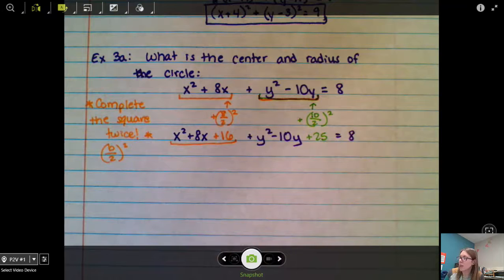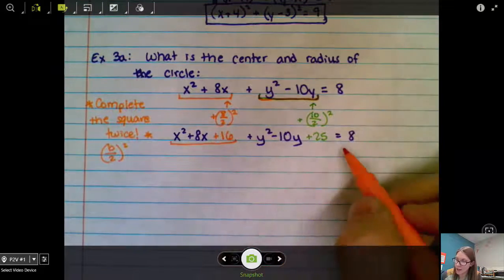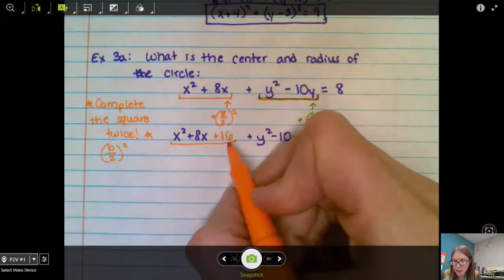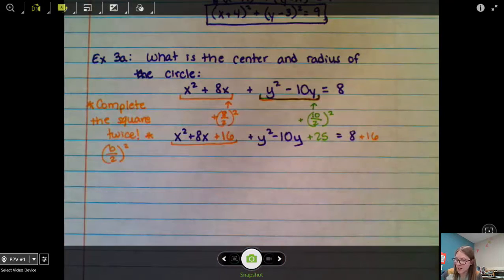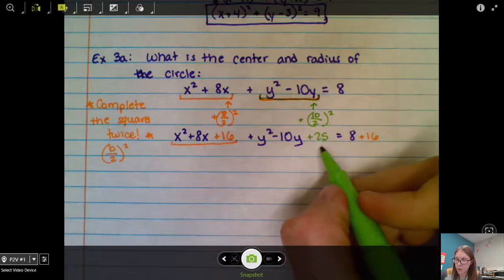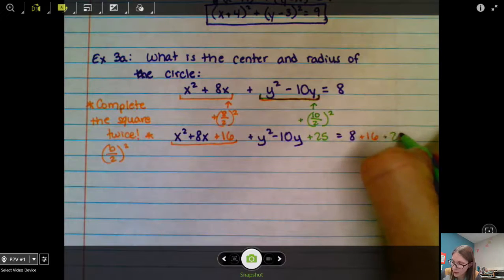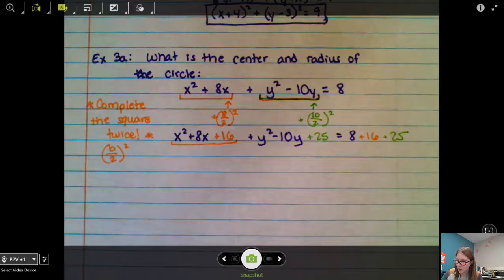But here's the kicker. Remember that if we do something to one side, we have to do the same thing to the other side of our equation. So if I added 16 on the left, I have to add 16 on the right. Same thing with the 25. I added 25 on the left, I have to add 25 on the right as well.